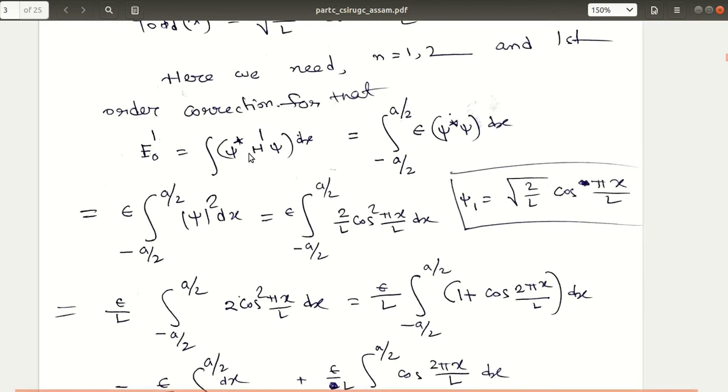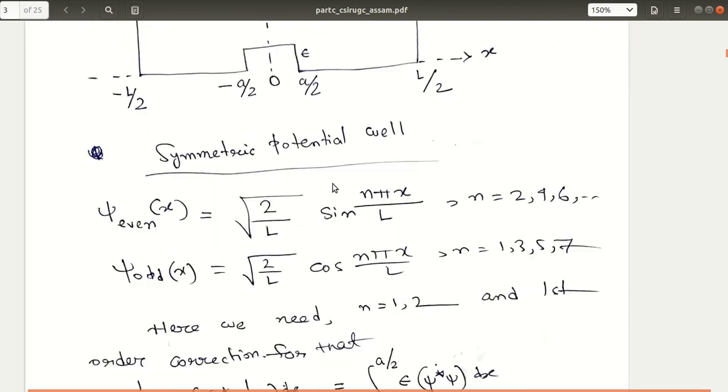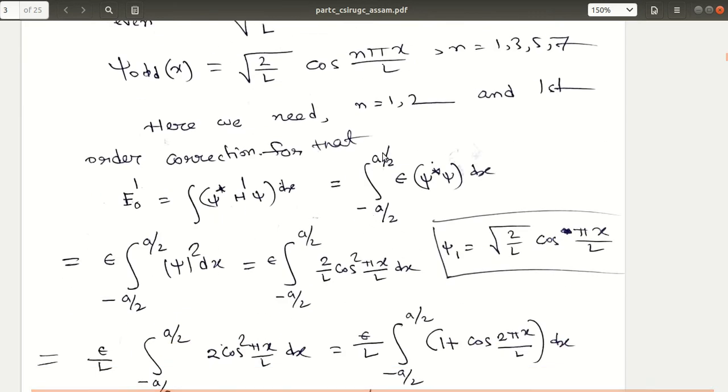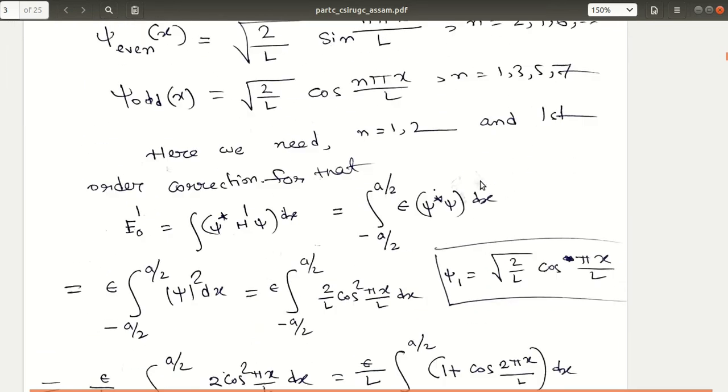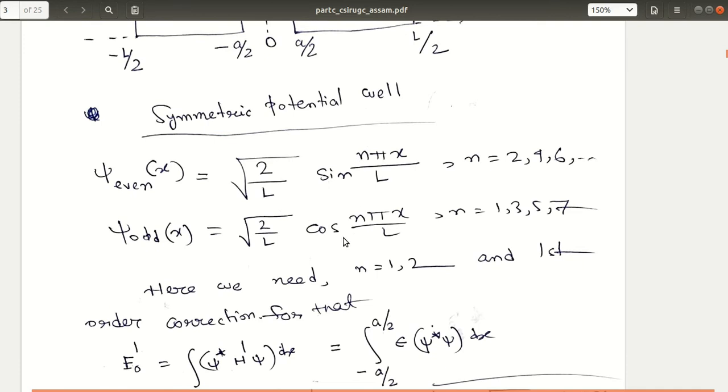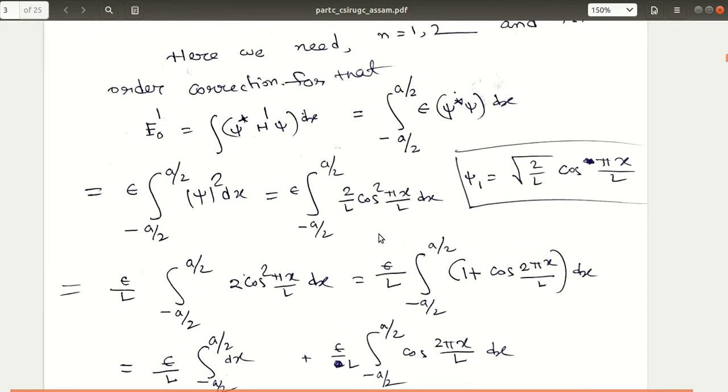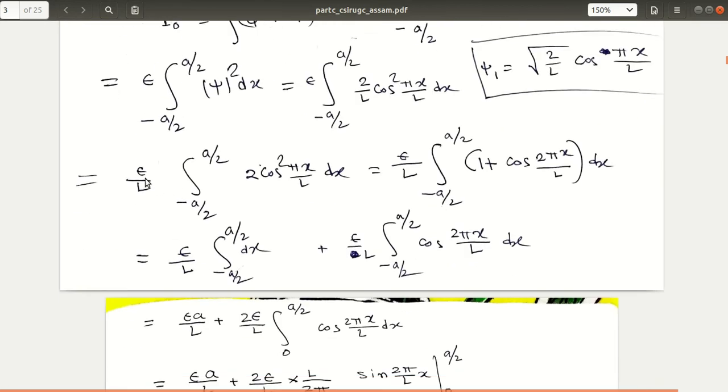Our H prime is, we have perturbed the box from minus a by 2 to plus a by 2, so we have the limits minus a by 2 to plus a by 2, and the amount is epsilon into psi square dx. Psi will be, because n is equal to 1, the cosine of pi x by L. So it will be 2 by L cos square pi x by L dx, and if you take this 1 by L outside and multiply by epsilon, it will be epsilon by L, integral from minus a by 2 to plus a by 2, of 2 cos square pi x by L dx.